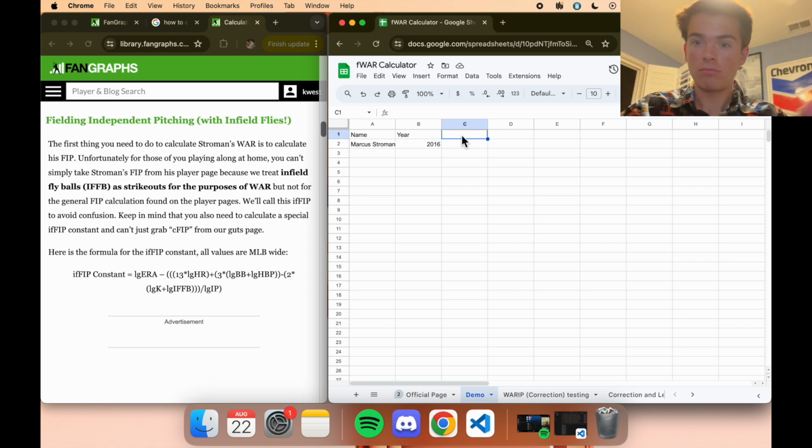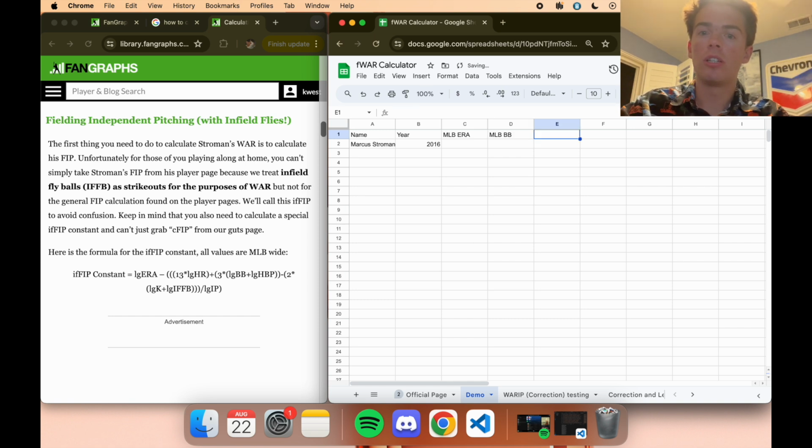So what do we need? We need the MLB ERA. Don't get confused. It says league ERA. We need MLB ERA, as it says here. So make sure not to get confused by that. Then we also need MLB walks, MLB hit by pitch, MLB strikeouts, MLB infield fly balls, MLB innings pitched.